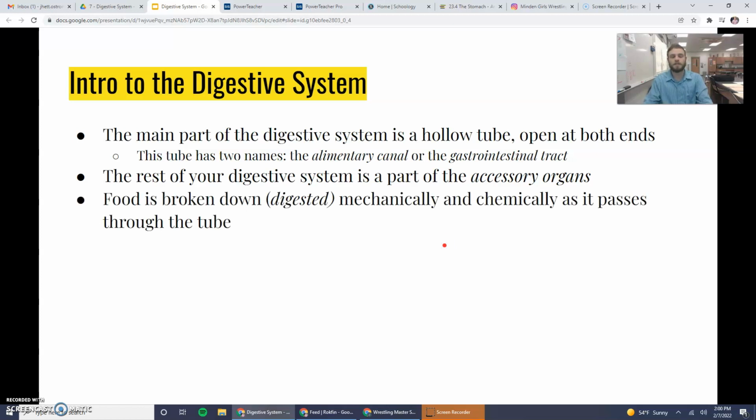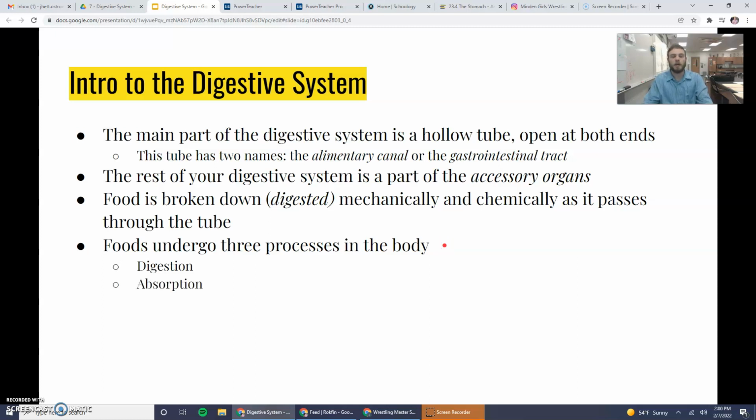So within the digestive system, food is going to be digested or broken down, either mechanically or chemically as it's moving through the tube, and it can be done by the tube or with the help of accessory organs. And the food inside, as it's being digested, is going to go through three processes. The first one obviously is digestion, but then once you have all of the nutrients digested, you need to absorb them, and then metabolism is going to be the use of that energy that is gleaned from your food.